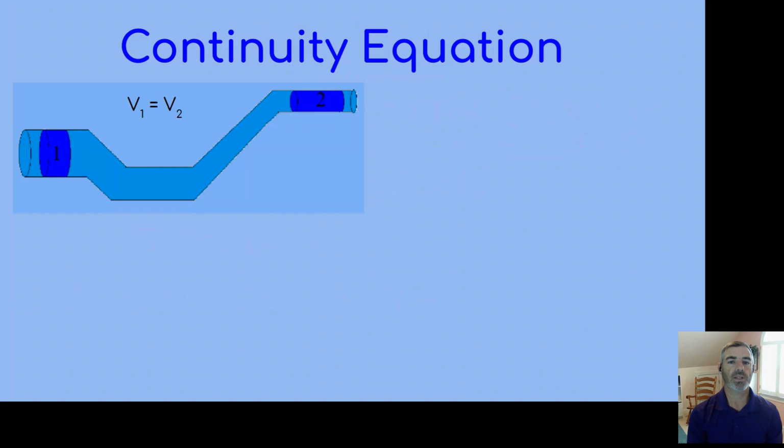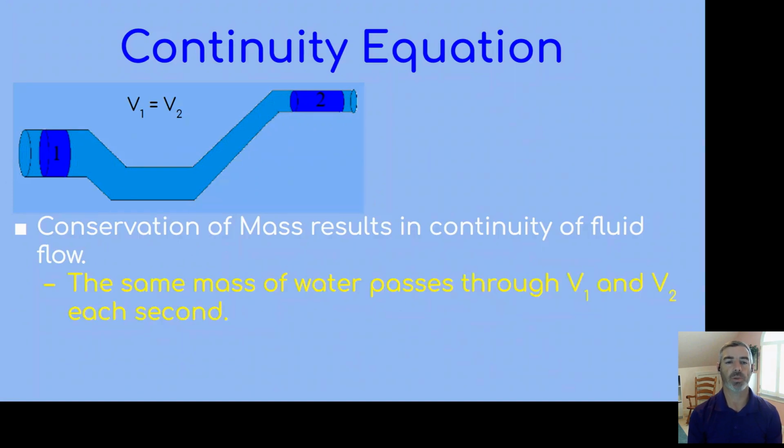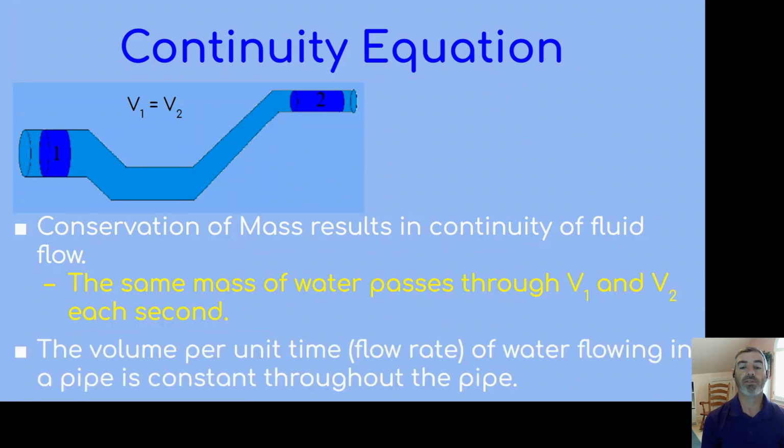Now, in continuity with flow, conservation of mass is what results in the continuity of the fluid flow. That means that the fluid is going to be flowing the same through 1 and 2. So the mass that goes through 1 is going to be the same as the mass that goes through 2 in that same period of time. The volume per unit time, or the flow rate of water flowing in the pipe, is constant throughout the pipe as well. That's what dictates the conservation of mass.